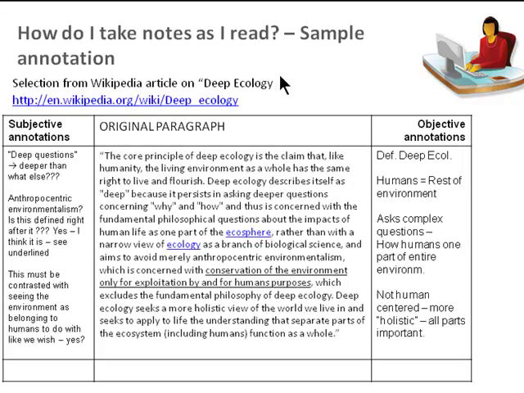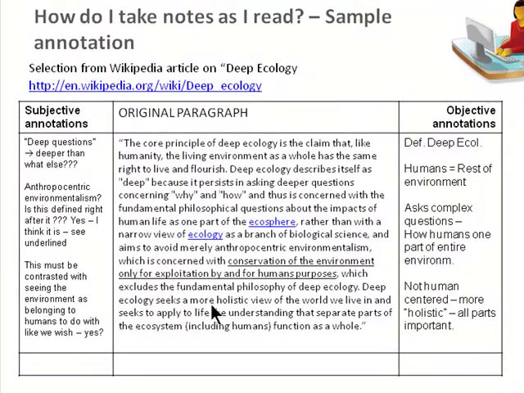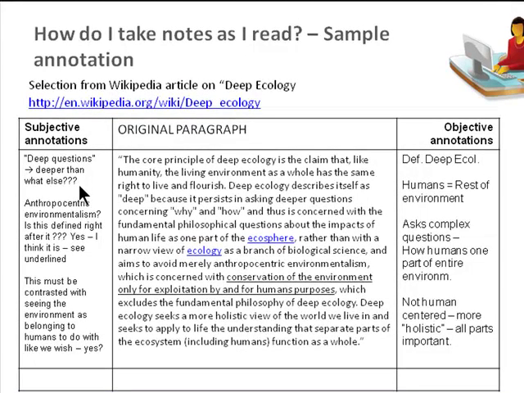So now you've read the selection. The selection is right here in the middle. This is the format we're going to be using for annotating our articles for the objective synthesis paper. Over here are subjective annotations. Notice these are questions the reader is asking herself about what she just read. So it says deep questions, deeper than what else? So there must be some confusion there. This is an idea that came up in the reader's mind as she was reading.